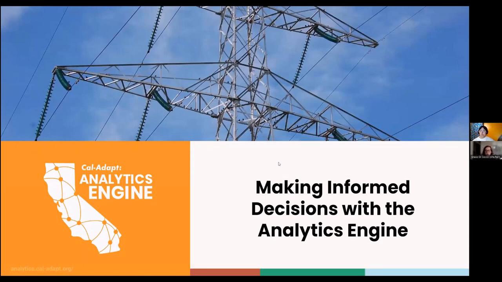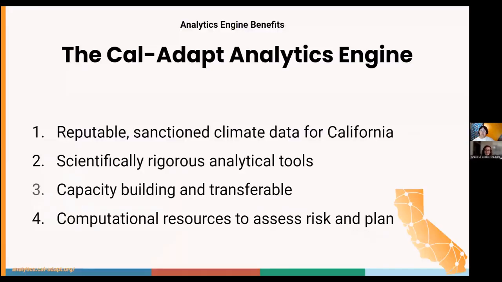And so next I'm going to talk about some specific tools that we have in the analytics engine. The analytics engine is a place where you can encounter state-sanctioned climate data for California, and I'll show some maps in a little bit. We have data for other states as well, although of course we're focused on California. And then you can access rigorous analytical tools that are designed by climate scientists and are based on the best available science and techniques.